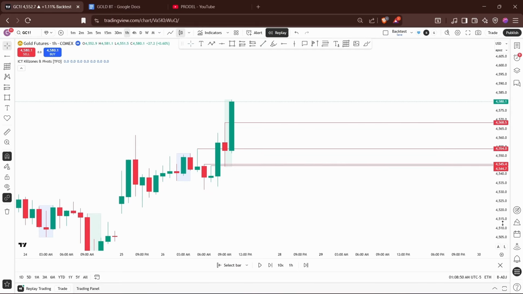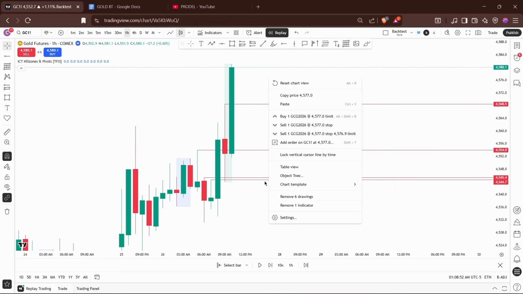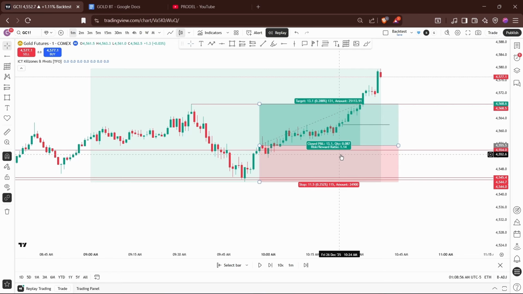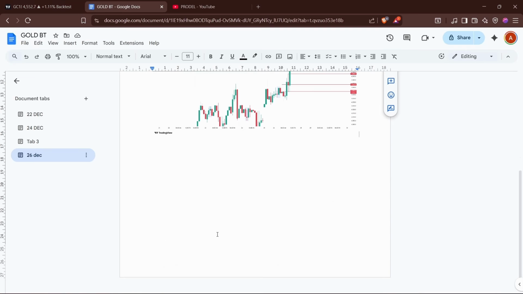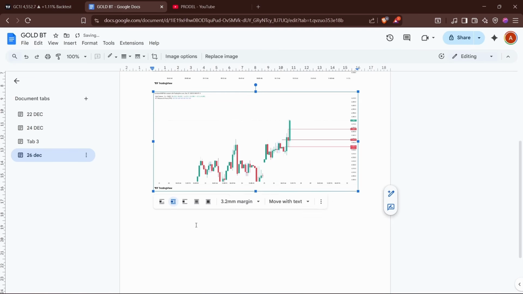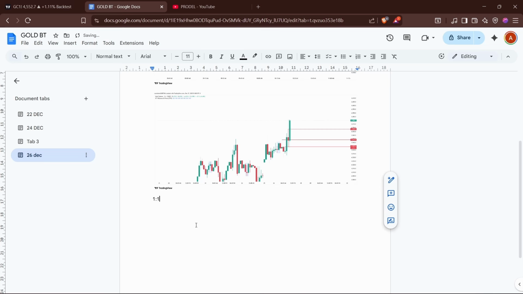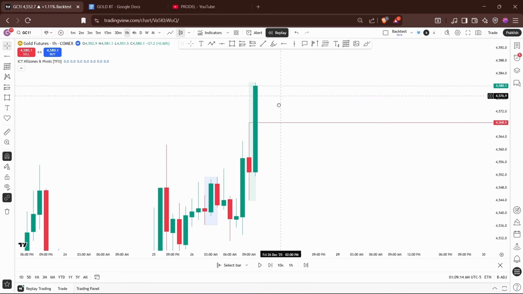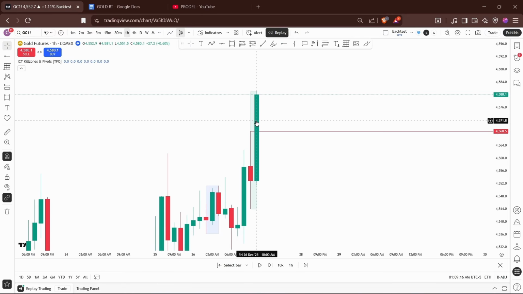And again we can see it's like 1:1.4 trade. Let's wait for our next candle. This is the high of the candle broken by the 10 a.m. candle. Let's wait for market to reach to our level.